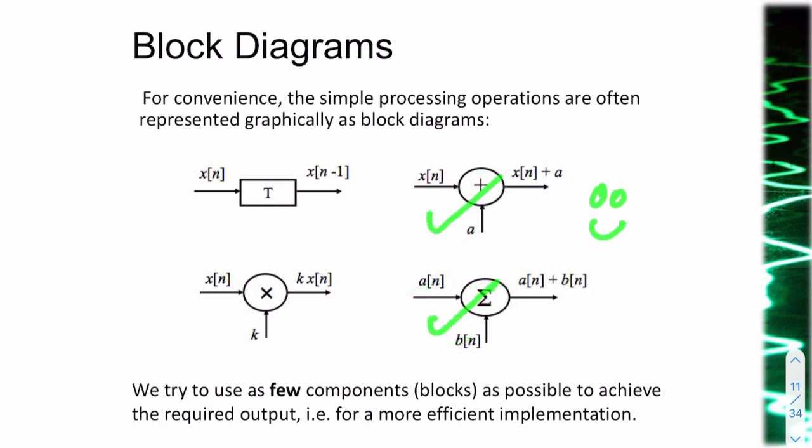So that and that are both acceptable, even if you were to put B of n here, and if you were to put A here. Either way, these are the same. These are to add two signals. And to multiply two signals, you would simply put a multiplication symbol in a circle. And what we try to do is to use as few blocks as possible. That will give us the most efficient implementation.